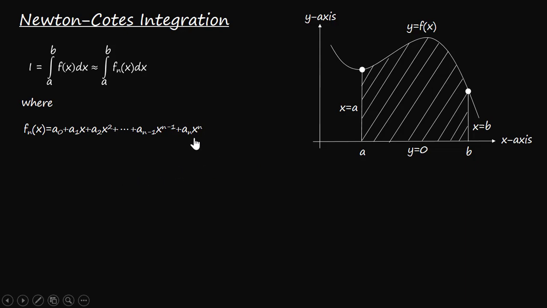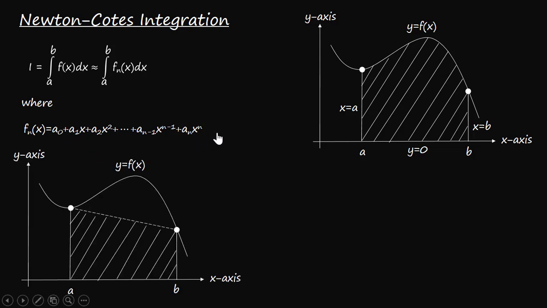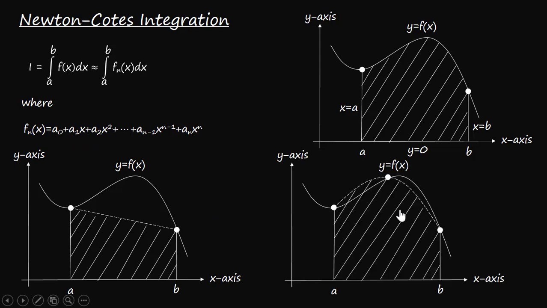Now if we substitute n is equal to 1 into this equation, we will get a naught plus a1x, which is basically a linear polynomial. और लीनियर पॉलिनोमियल का जो ग्राफ है दैट इज अ स्ट्रेट लाइन. सो इफ वी सब्स्टिट्यूट n is equal to 1, the integral can be approximated using this straight line. Similarly, for n is equal to 2, the integral can be approximated using a parabola, because we get the polynomial function that is a naught plus a1x plus a2x square.